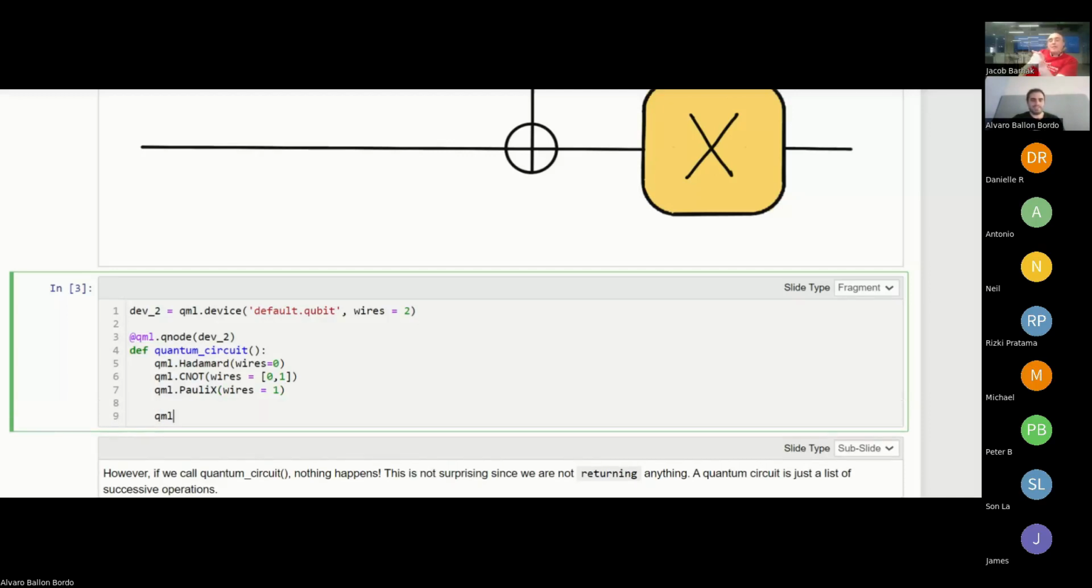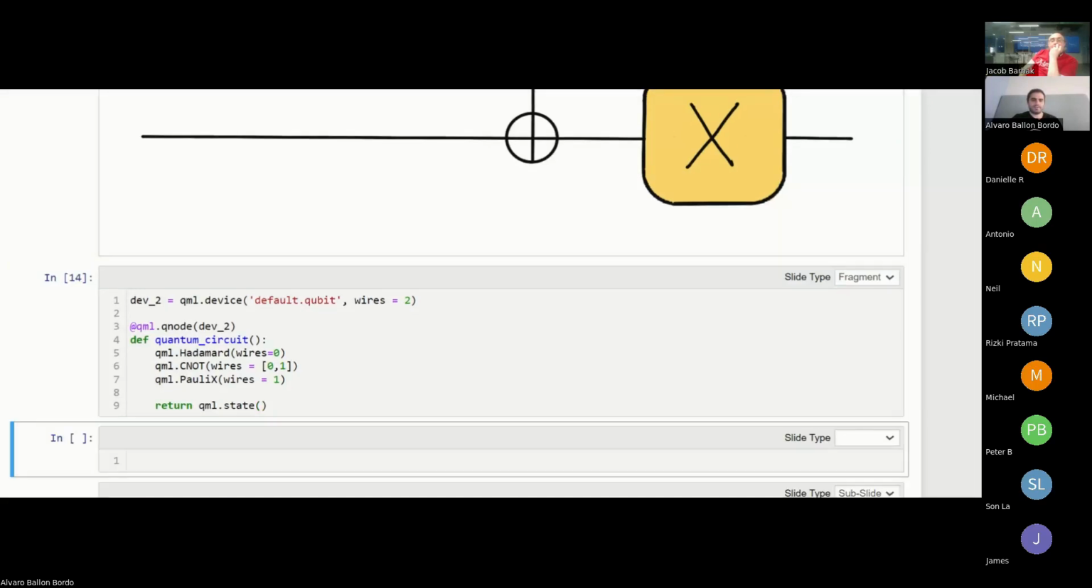But it's not only a NOT gate. X happens after we do the CNOT. Yeah, X happens after we do the CNOT. Okay. So let's see what happens if I return. I didn't write return. qml.state here.